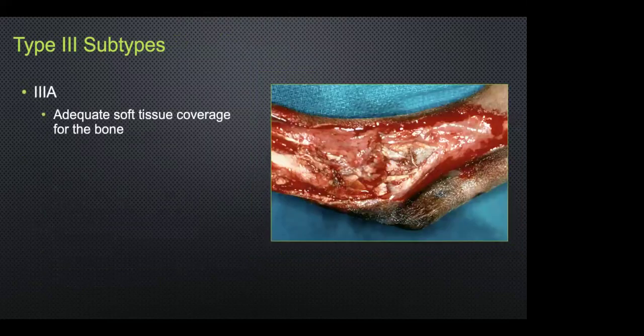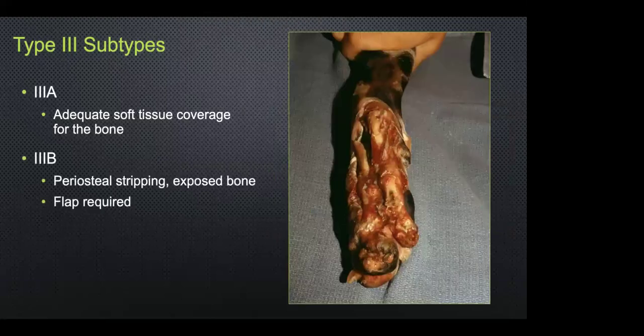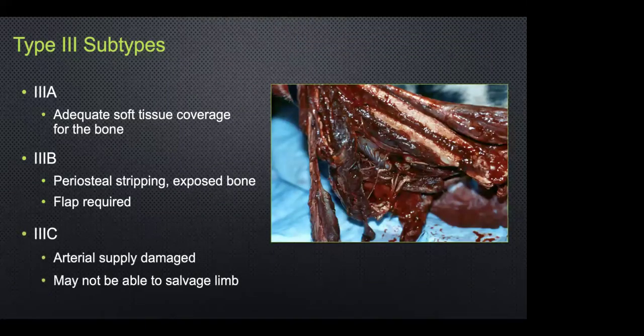There are several type 3 subtypes of this open fracture system as well, and the type 3A is where you still have enough coverage to adequately cover the bone with the soft tissues. A B is where you have so much periosteal stripping and exposed bone, you're not going to be able to allow that to heal on its own by second intention or any sort of closure. You're going to need flaps or grafts. And a type 3C is where the arterial and vascular and nerve supply is so damaged that you're not likely to salvage the limb, and that's when amputation is indicated.